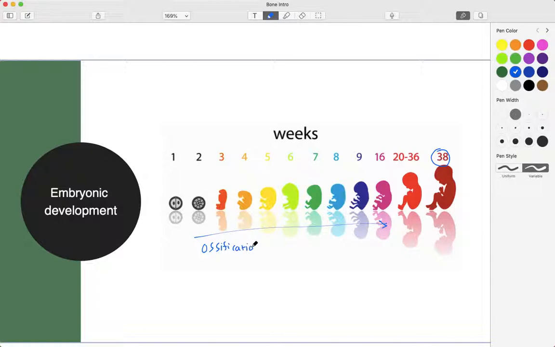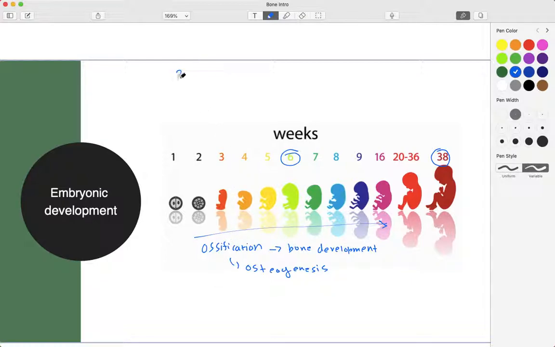Ossification is a process of bone development. Ossification is often known as osteogenesis also. Ossification starts approximately 6 weeks after fertilization in an embryo. Bone tissue formation occurs by two processes.